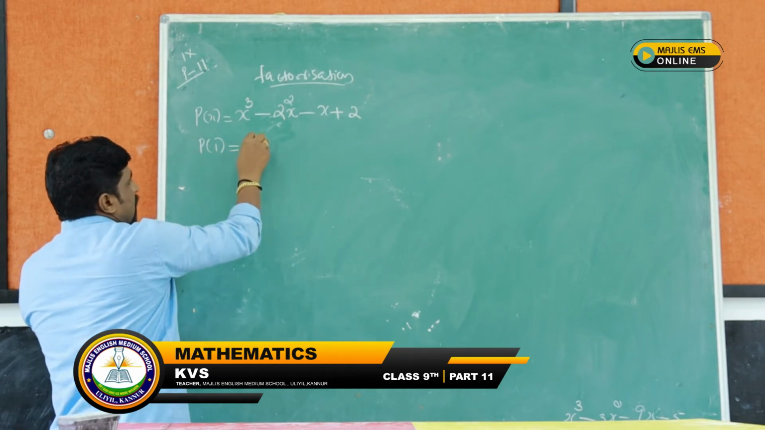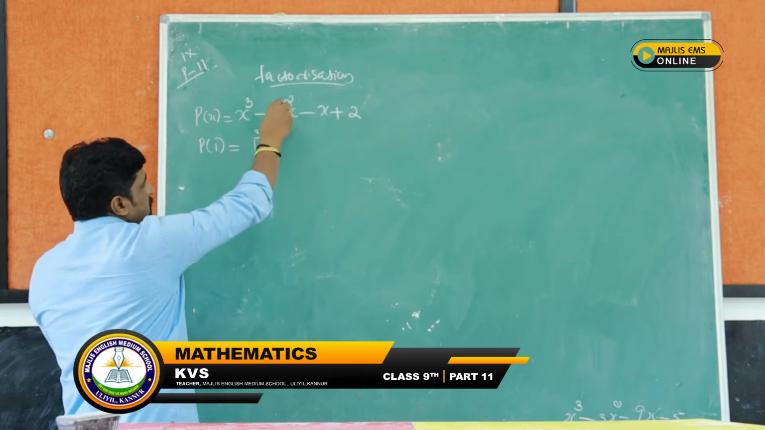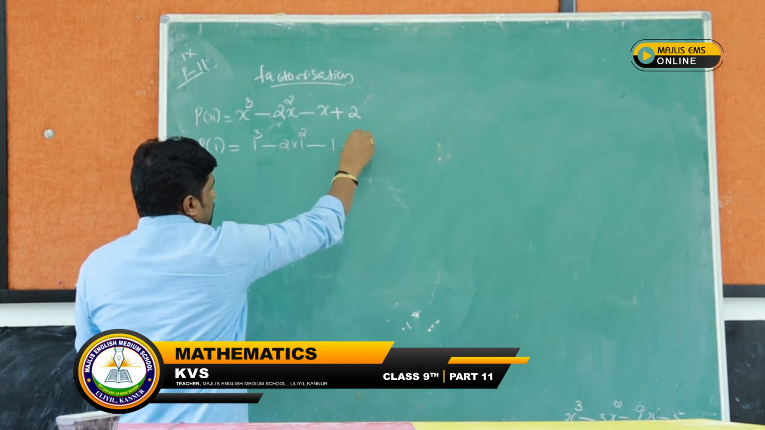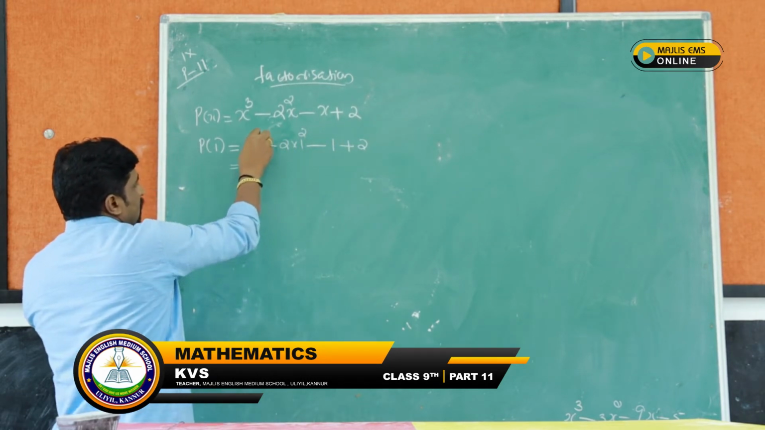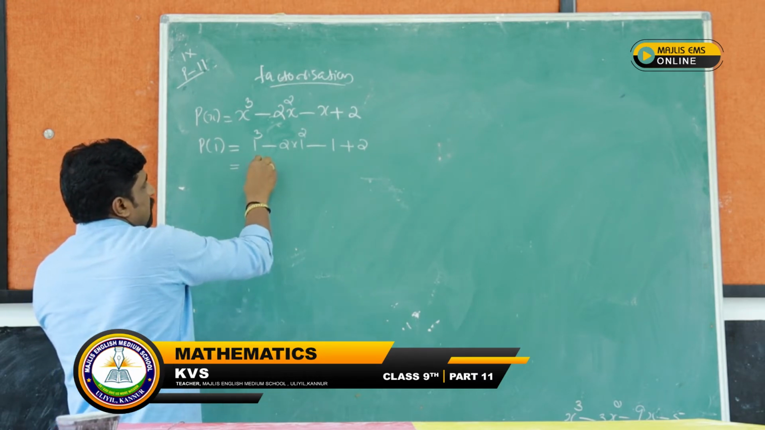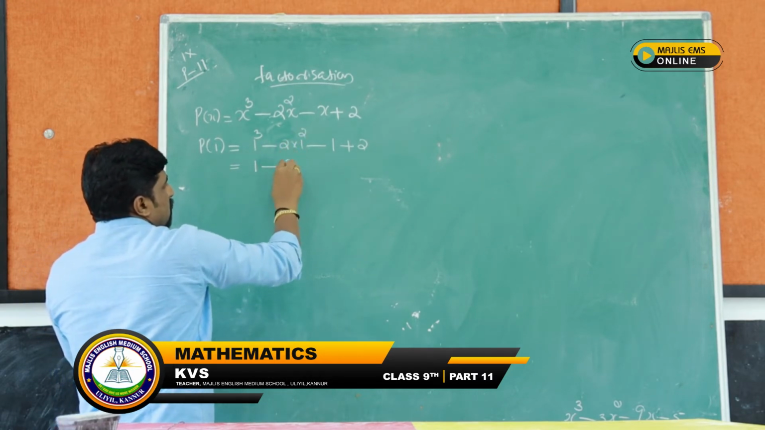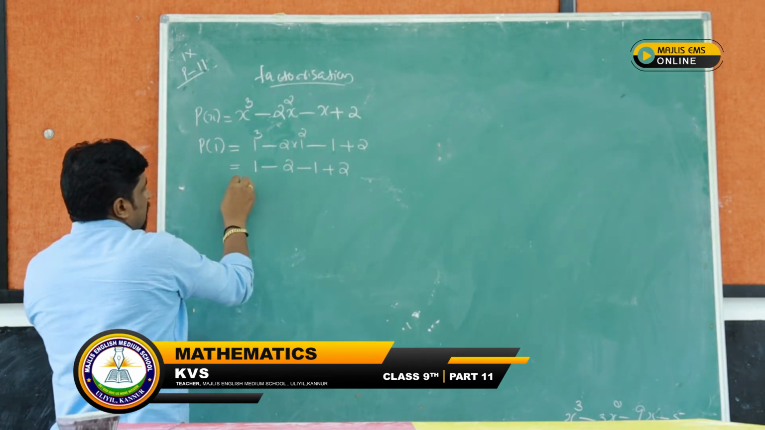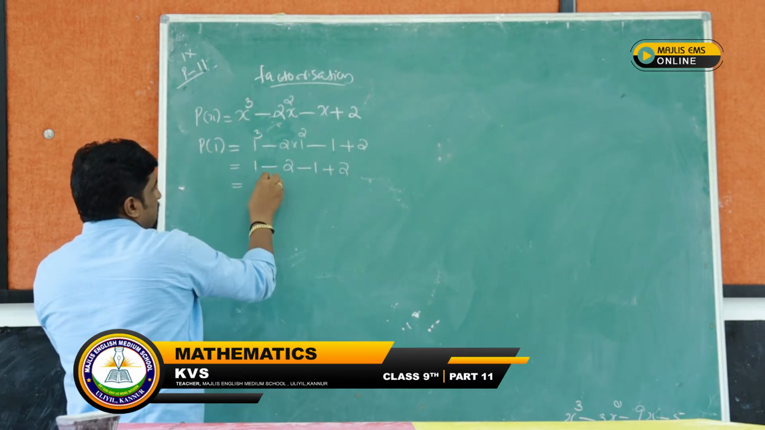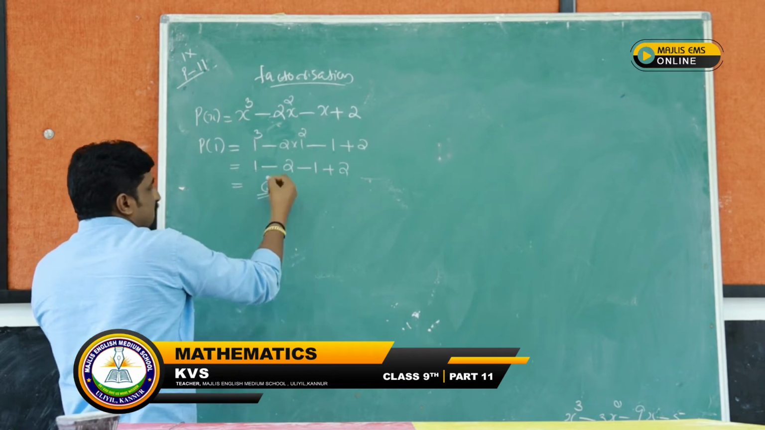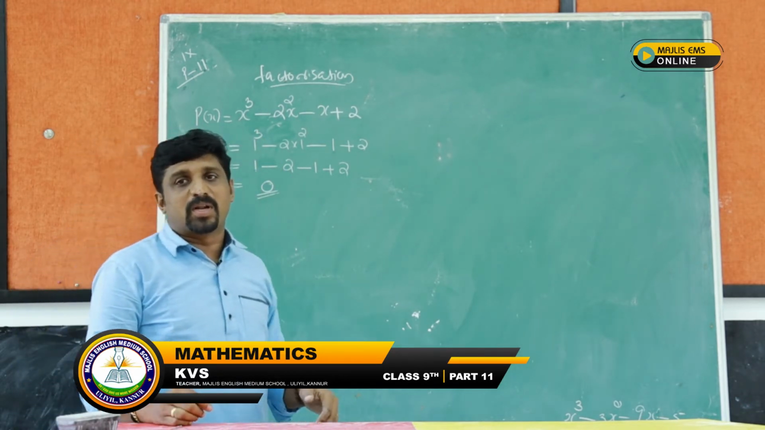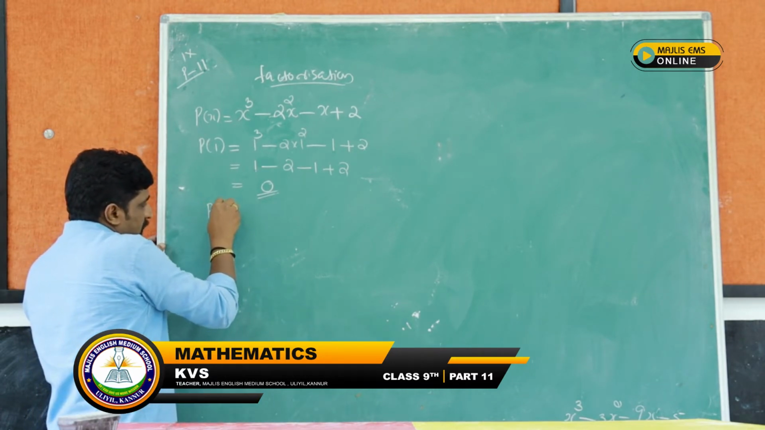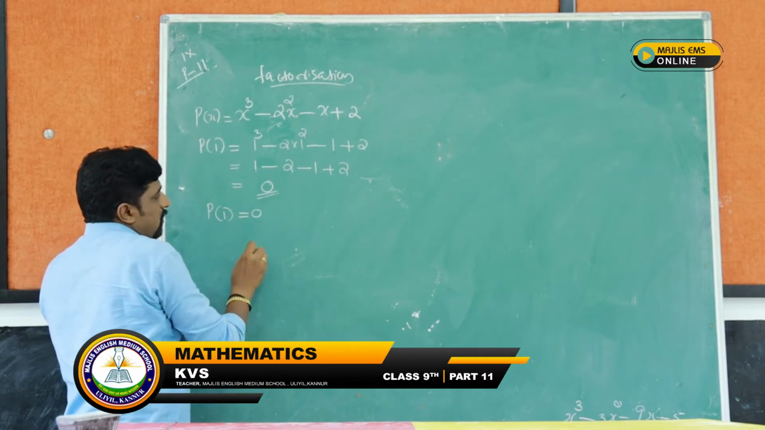P of 1 equal to 1 cube minus 2 into 1 square minus 1 plus 2. That is, 1 cube is 1 itself, minus 2 into 1 square is 2, minus 1 plus 2. Here 1 and 2 make 3, minus 3 is 0. Therefore p of 1 we got 0.